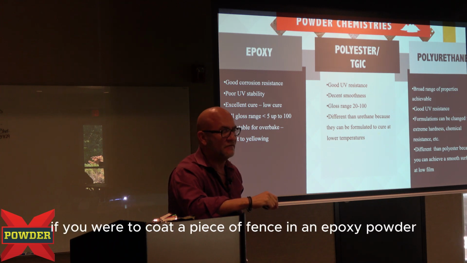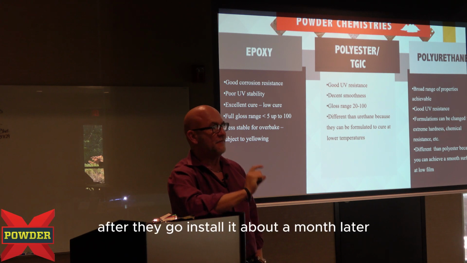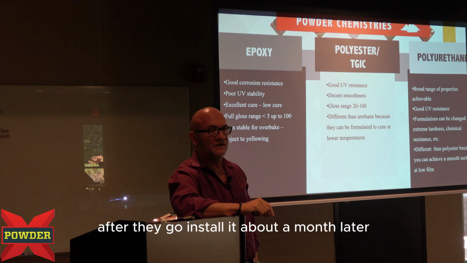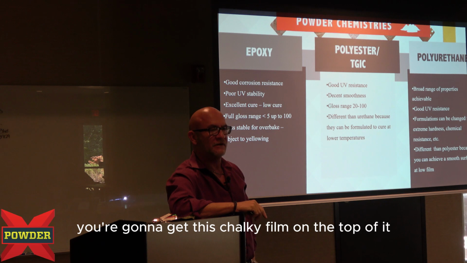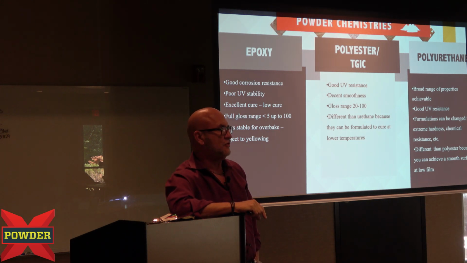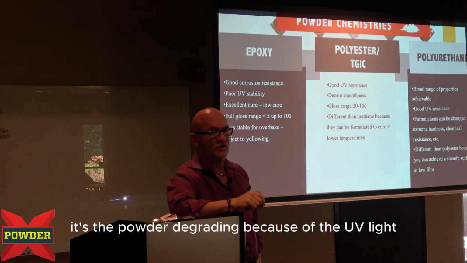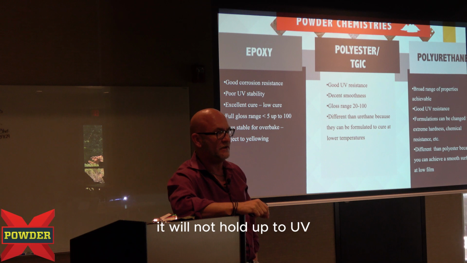If you were to coat a piece of fence in an epoxy powder, after they go install it, about a month later, you're going to get this chalky film on the top of it. You go wipe the chalky film off, another couple of weeks, 2 months going to go by, chalky film again. It's the powder degrading because of the UV light. It will not hold up to UV.